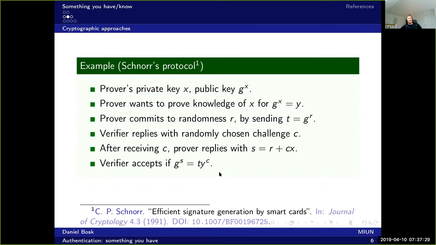And then the verifier will accept if g to the power of s is actually t times y to the power of c. And we can see that this will be the case if the prover has behaved, because y here is g to the power of x. So take g to the power of x to the power of c, and that is g to the power of cx. And t here is simply g to the power of r, and these multiplied together become g to the power of r plus cx, which is exactly what s is here. So we have that these must be equal.